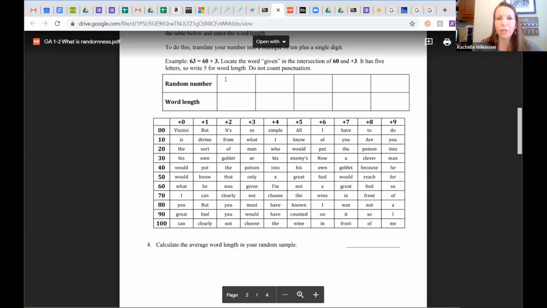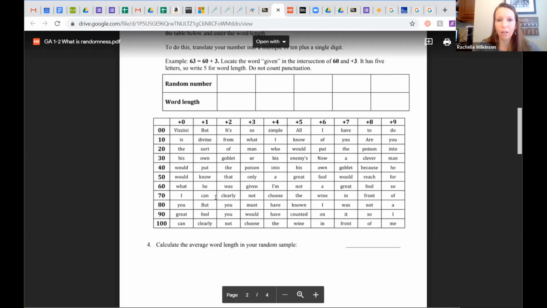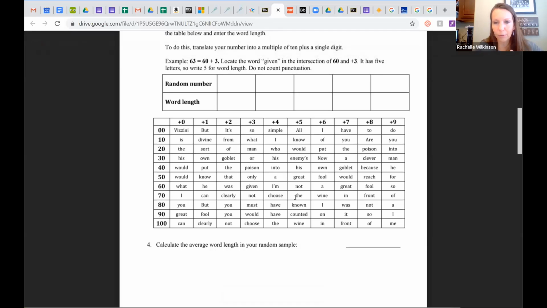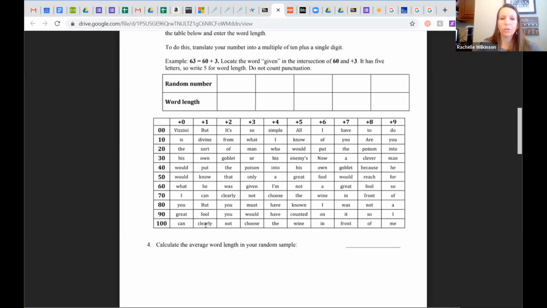Okay, so let's say that my random number was 75. If my random number was 75, then I would come to row 70 here and over to the +5 column, and whatever word is in that intersection, in this case for me it would be the word the, then I would use that word. So I'd write down the word the has 3 letters, so I write down 3. Does that make sense? If my number was 101, then I would come down here to the 100 row, and then the 1 column. My word is clearly, so that has 1, 2, 3, 4, 5, 6, 7 letters. So I would use that word, and it has 7 letters.